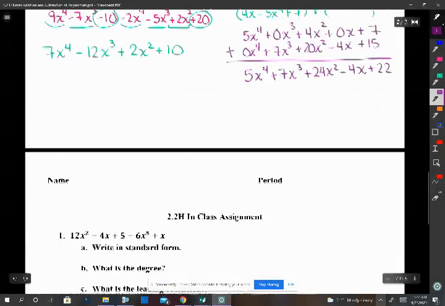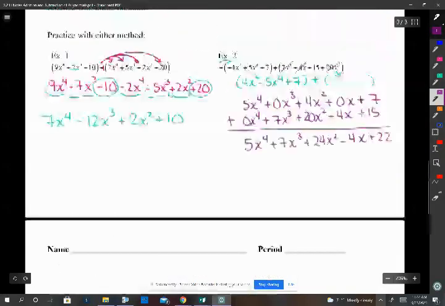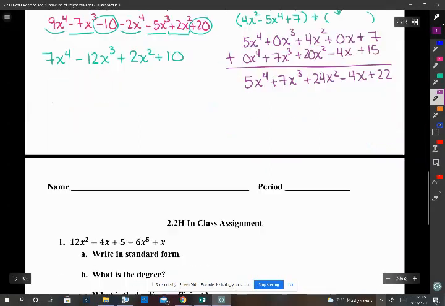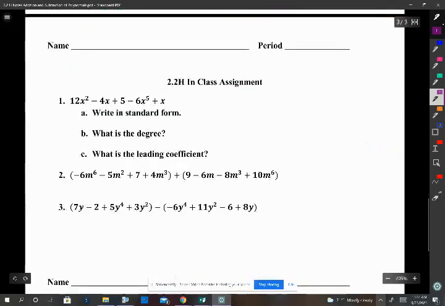So that is all for the notes. There is a little in-class assignment that you should be working on to double check that. We'll just double check that in class.